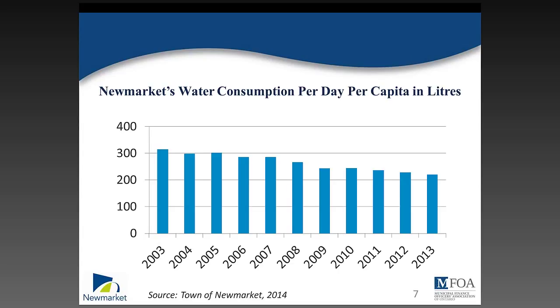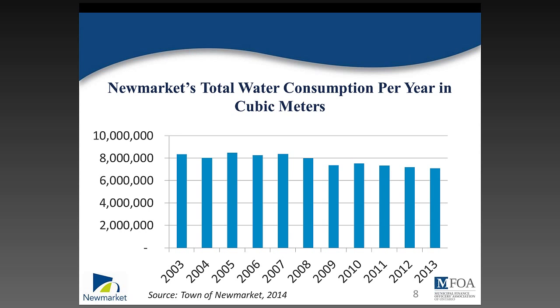Here is a chart of our water consumption per capita. As you can see, consumption trends are going down. Between 2003 and 2013, consumption per capita fell by 30%. What I found is that despite Newmarket's 20% population growth over the 10-year period, total water consumption dropped by 15%. I wondered, is this a fluke? Is this unique to Newmarket?